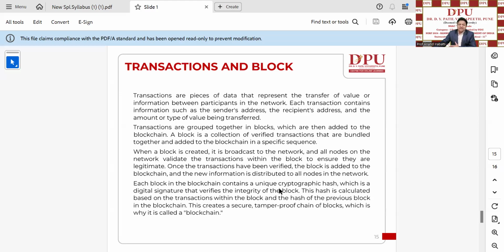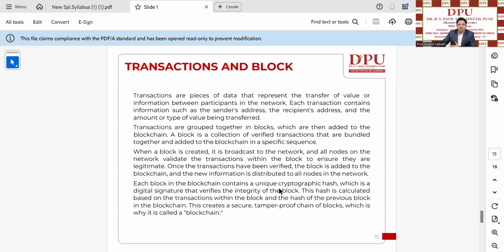A Merkle root is nothing but the summary of all transactions. Every transaction has a hash value. Suppose that in a block, there are 10 transactions. 10 transactions means there are 10 hash values which pertain to each of these transactions.